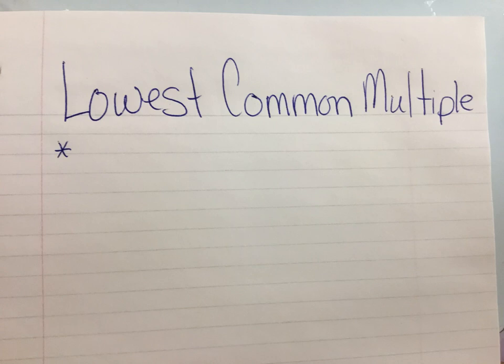On your notebook, make sure the holes are on the left-hand side. You're going to turn to a fresh and clean page. At the top, you're going to write our topic, lowest common multiple or least common multiple. Either one of those will work. And then we're going to move on to our I can statement.